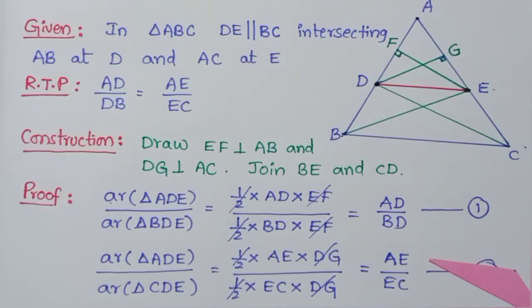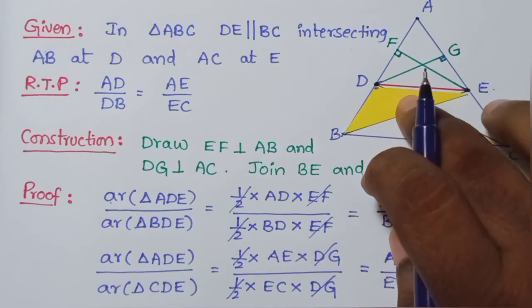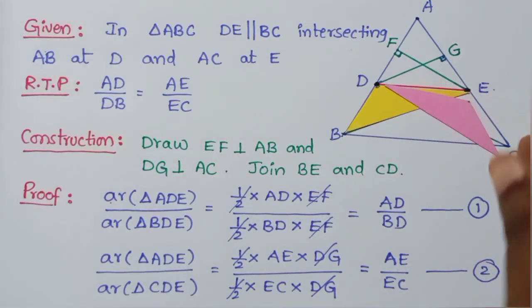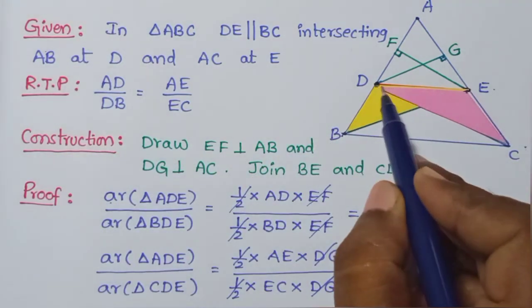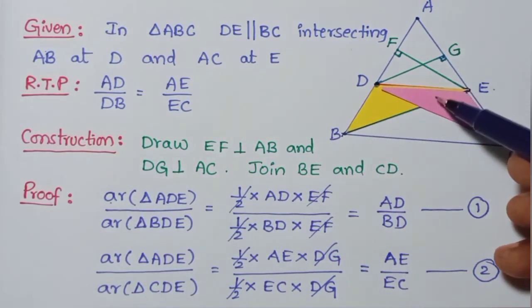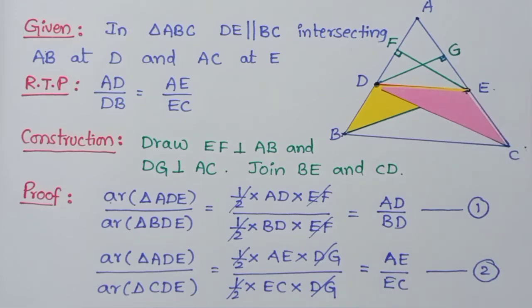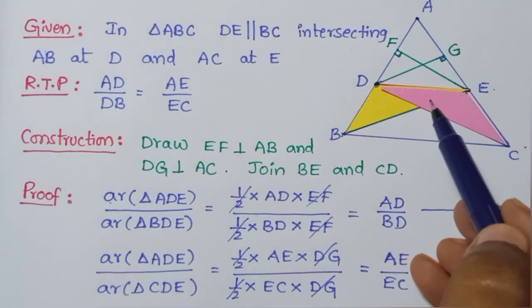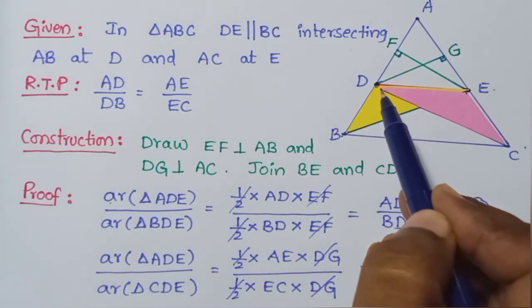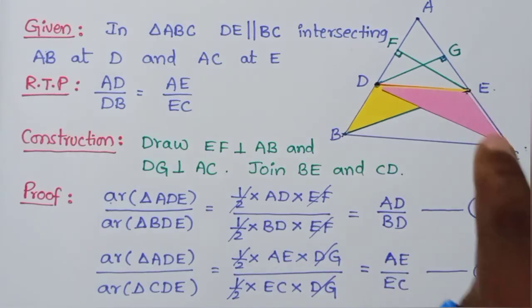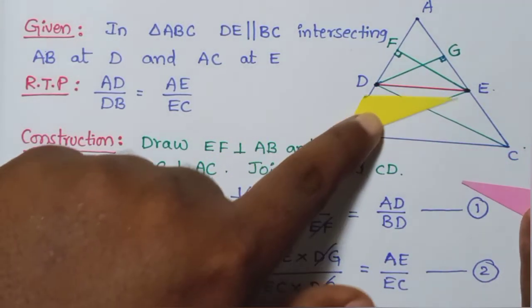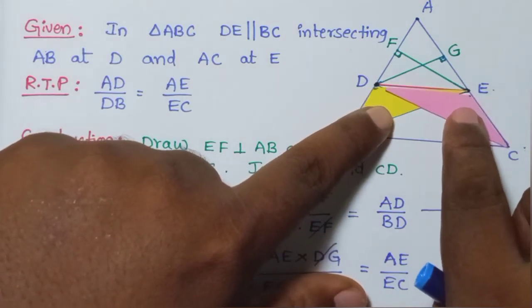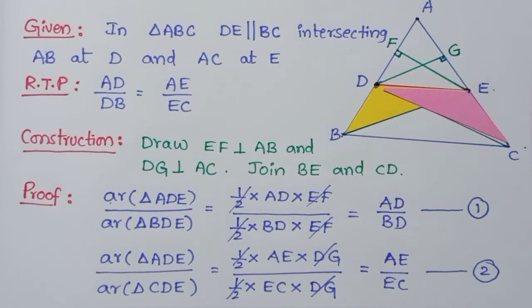Now you see the triangles, dear students, triangle BDE and triangle CDE. These two triangles are lying on the same base DE and they are lying between the same parallel lines. You know this line DE is parallel to BC, no? Line DE is parallel to BC and these two triangles are lying between parallel lines and on the same base DE. So the areas of this triangle and this triangle will be equal because they are lying on the same base and between the same parallel lines.